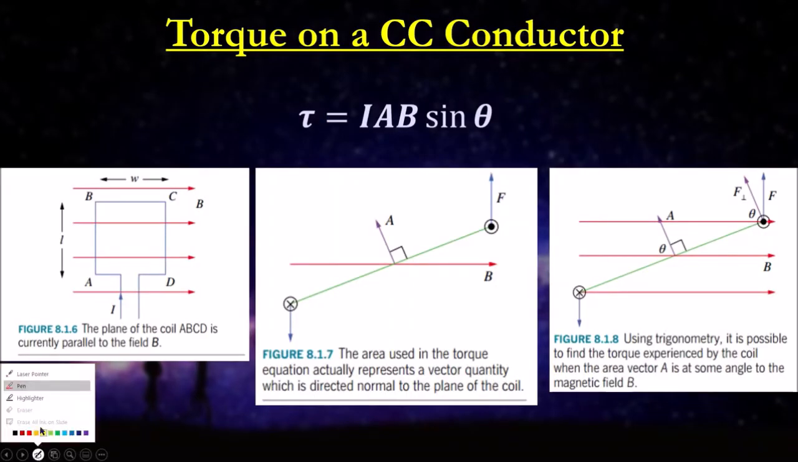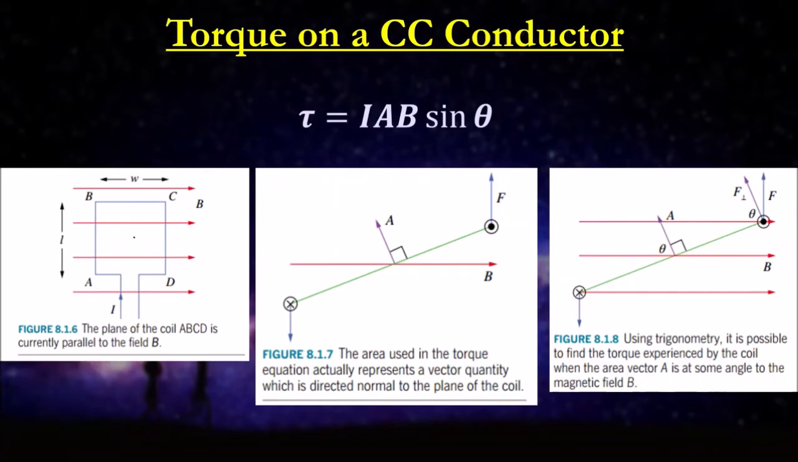Okay, so we talked about the area vector. So area vector, let's say it's coming out the page like this. So in dots coming out the page. Alright, another way of looking at it is like this. So this is the plane of the coil. So that's the plane of the coil. That's essentially what we're seeing on this side here.